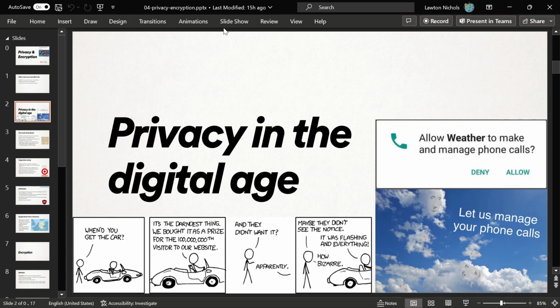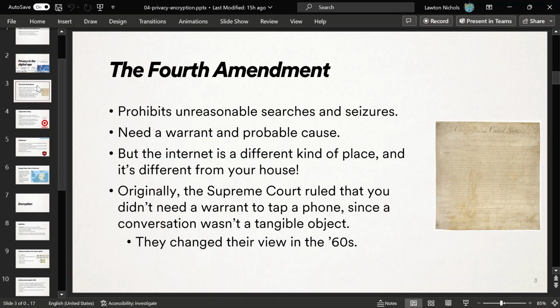Let's talk about privacy in this digital age that we find ourselves in, right? Because we all have computers in front of us, we all have phones in our pockets, most likely laptops as well. Just too much going on. Everything's connected. So how do we remain private? Do we even have a right to privacy? Let's think about that.